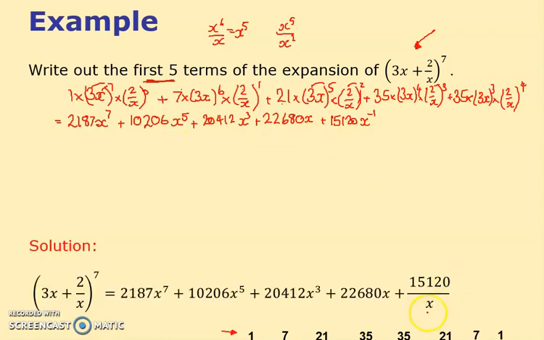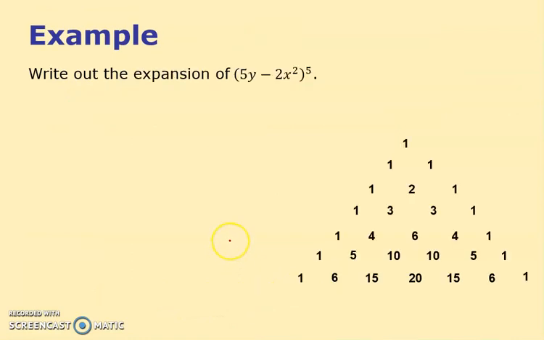And notice how this one I did write 15120 over x, which is the same as this. Everything else I'm going to guess is the same. Yes, it does look the same. Write out the expression of this. Now, the expansion of this. So this time it wants the whole thing.